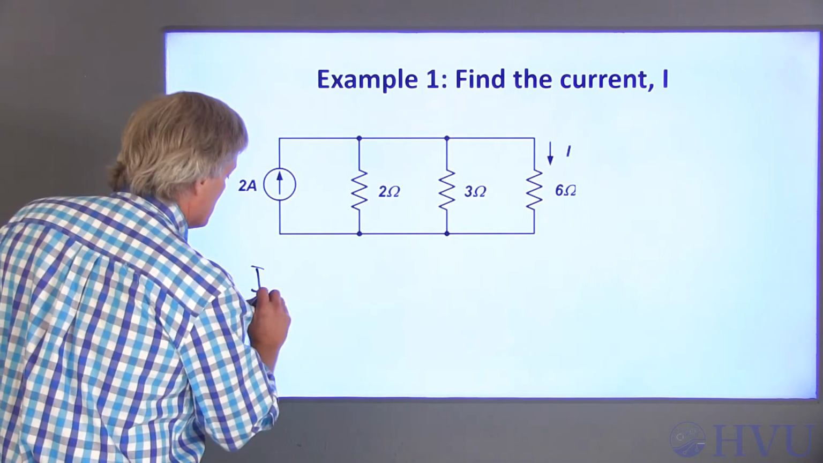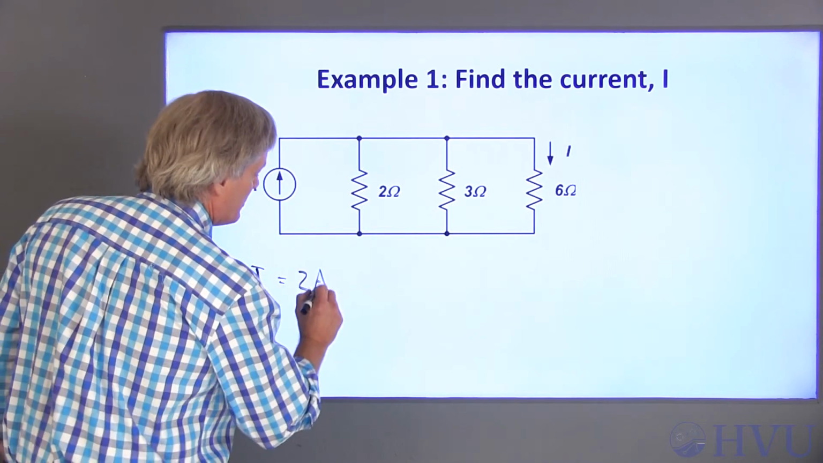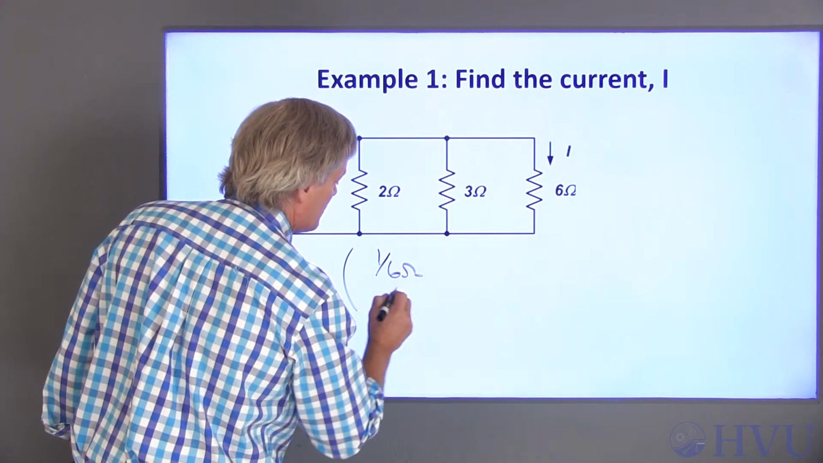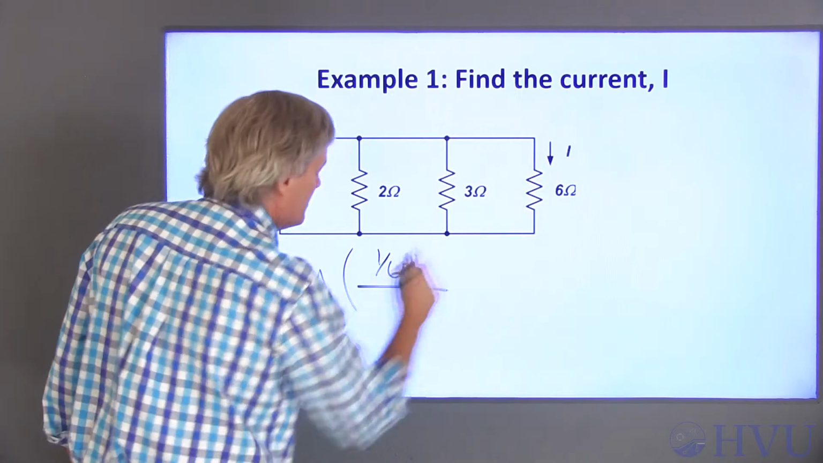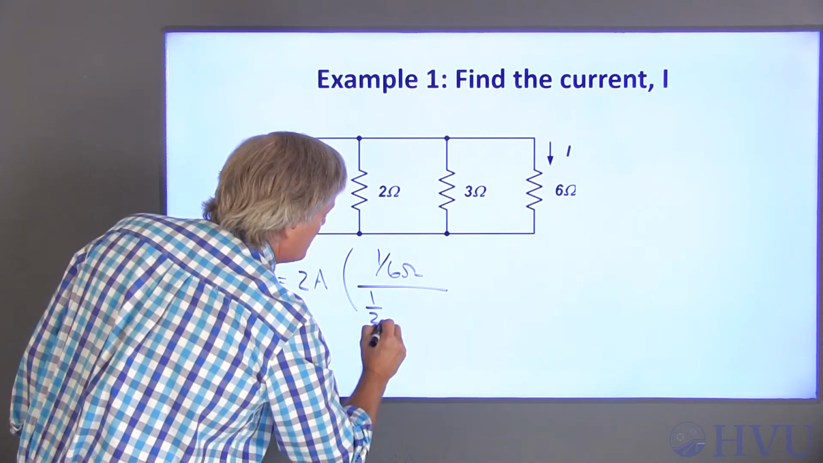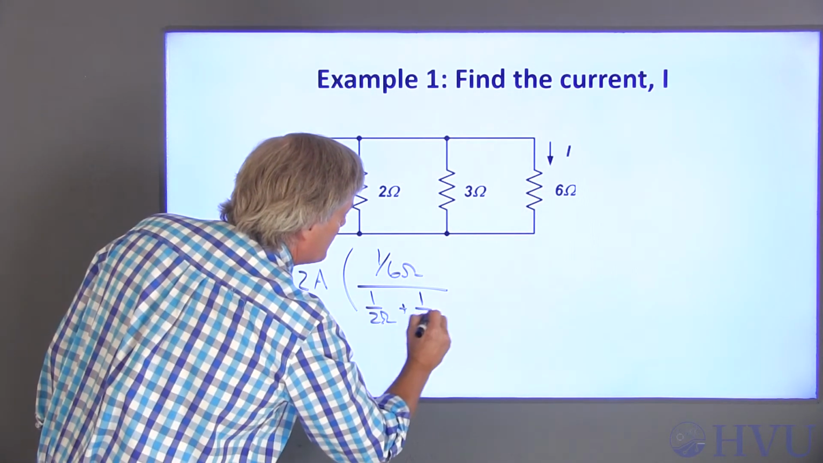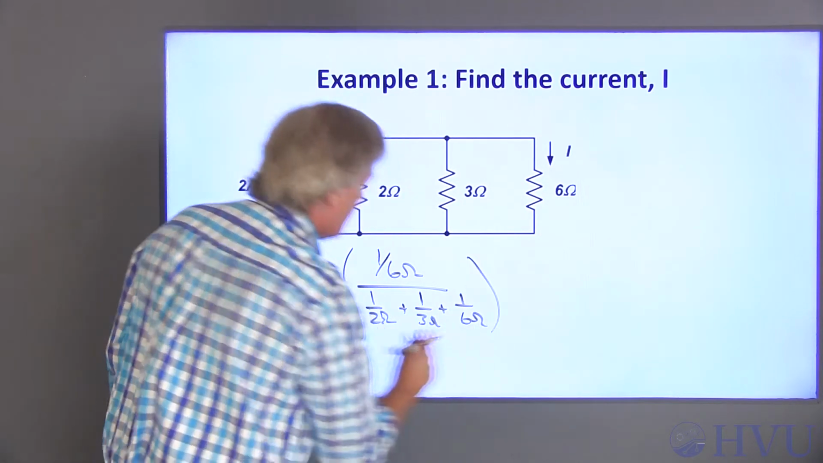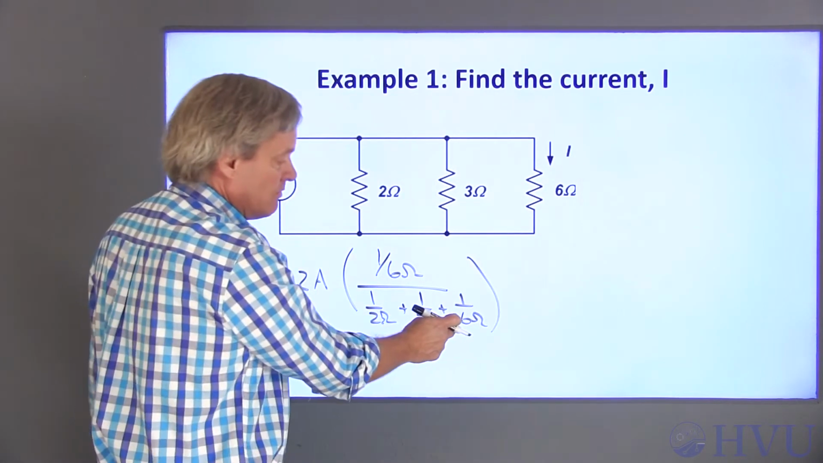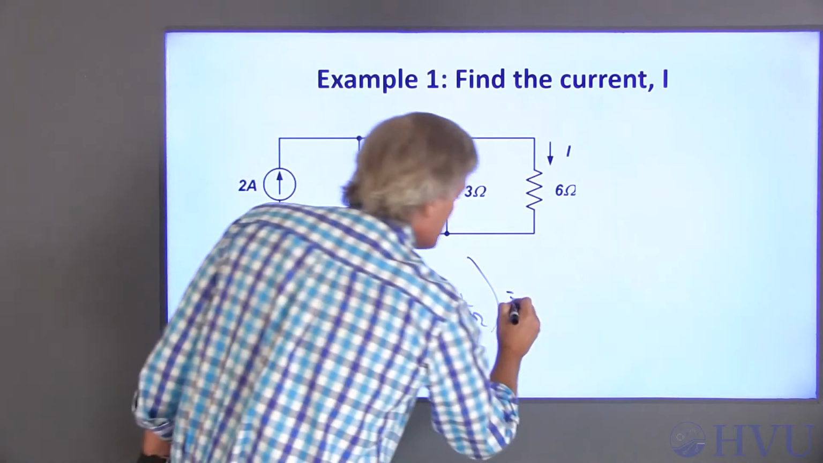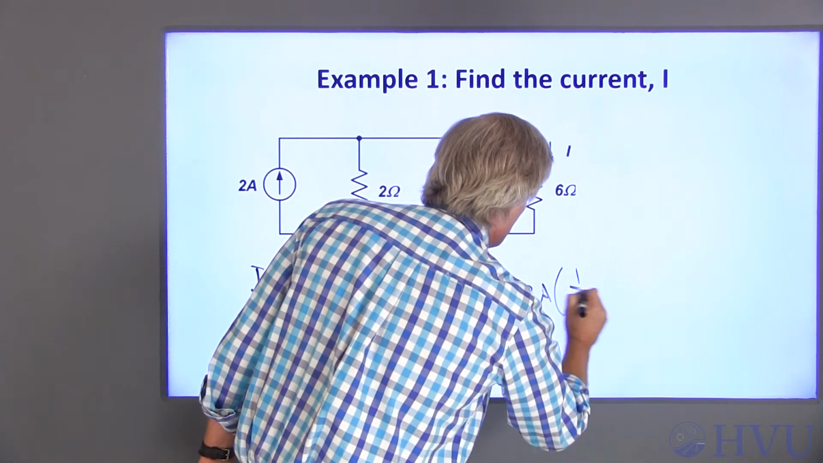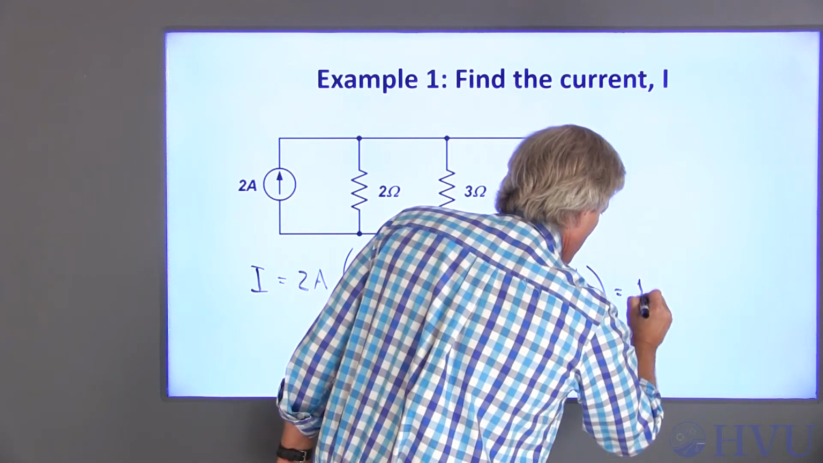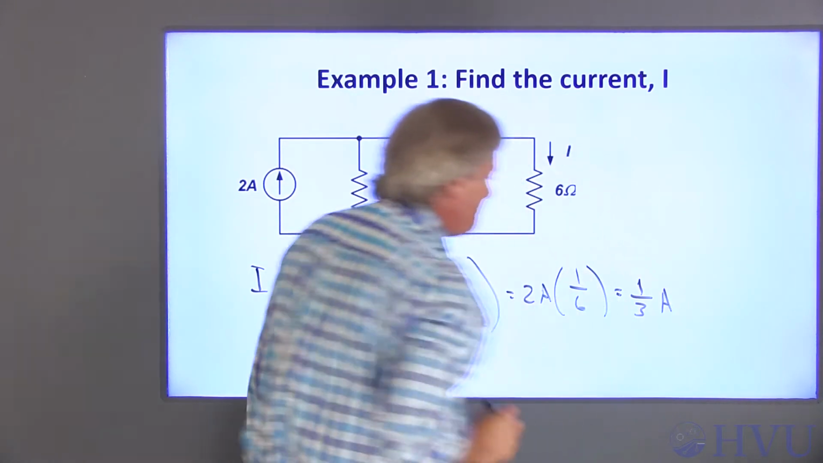So I is equal to the total current, 2 amps, times the inverse of this resistance, 1 over 6 ohms, divided by the sum of the inverses of the individual resistances. 1 over 2 ohms plus 1 over 3 ohms plus 1 over 6 ohms. 1 over 2 plus 1 over 3 plus 1 over 6 is just 1. So this is 2 amps times 1 over 6, which is 1/3 of an amp.